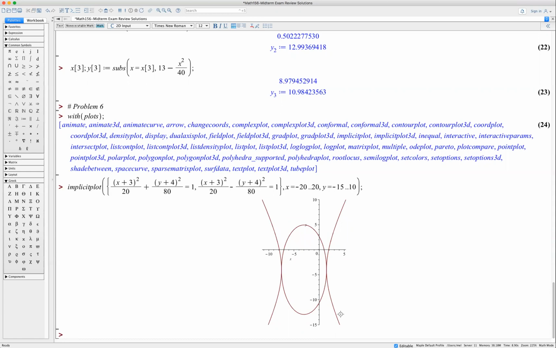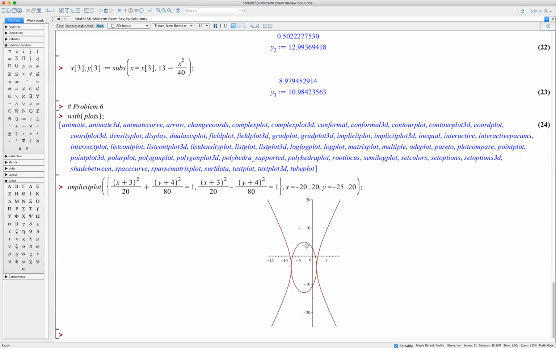Oh, perfect. So here's the ellipse. And here is the hyperbola. The red outside curves of the hyperbola, the inside is the ellipse. That's problem 6.